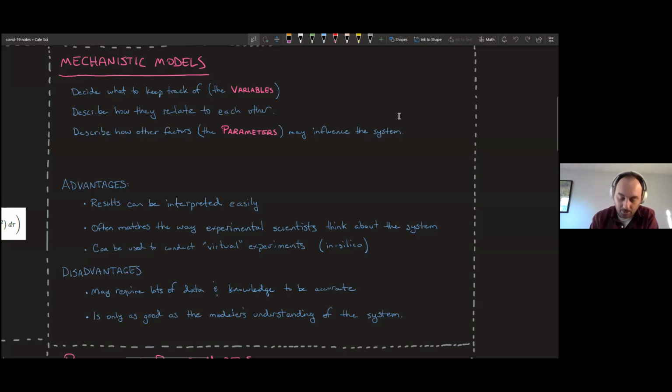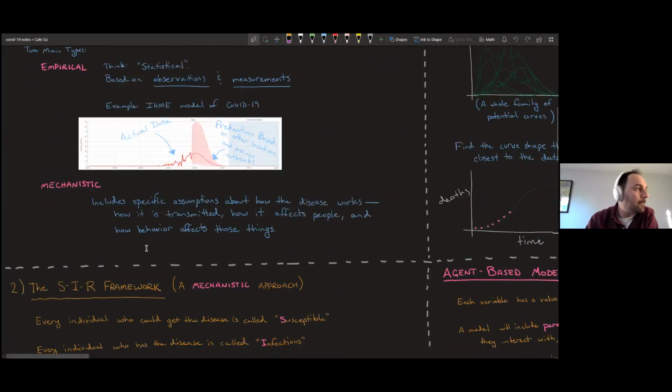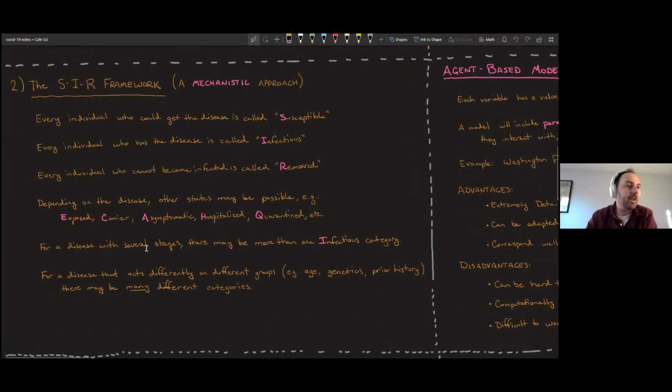All right, so empirical models versus mechanistic models. And we're going to focus on mechanistic models. Specifically, the type of mechanistic model that we're talking about today is called an SIR model. So each letter stands for a different class of people, a different compartment of people.